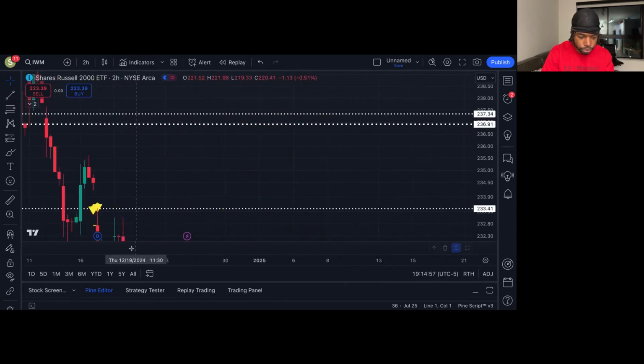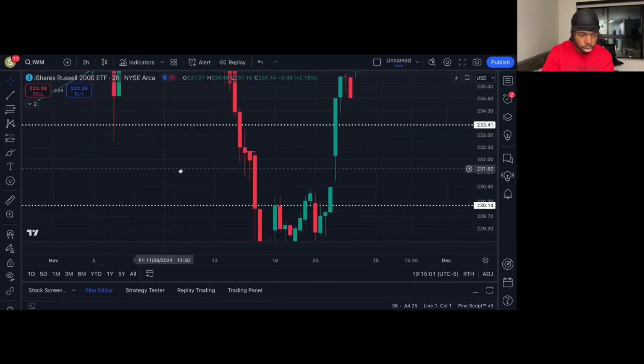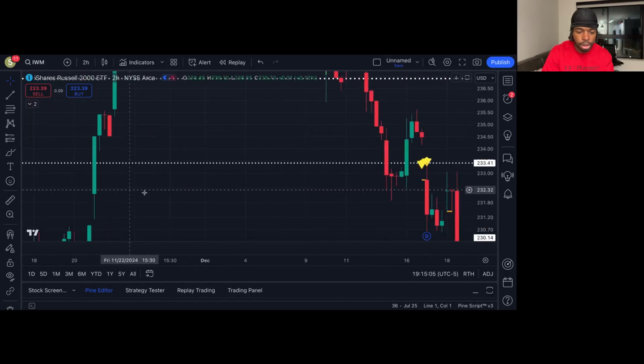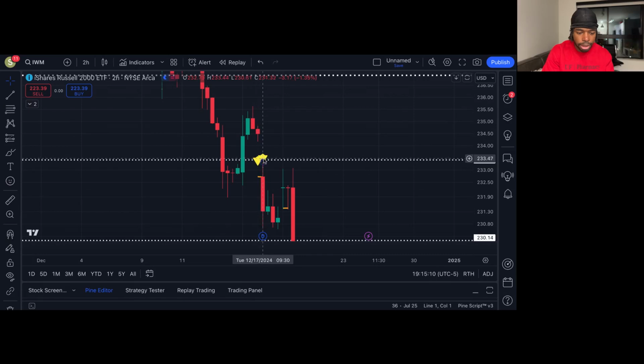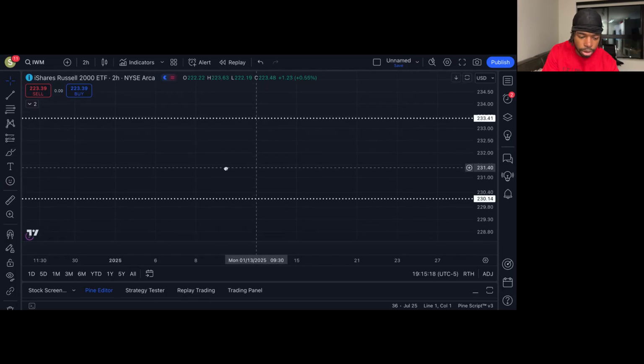Let me show a couple examples here. Boom, one hit there. We break through here to the downside, break up to the upside, and then same thing here, break to the upside. But then we get this nice wick tap here. So I'm also looking for wicks to reject off of those levels pretty much to the penny.